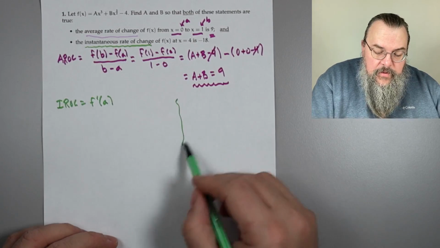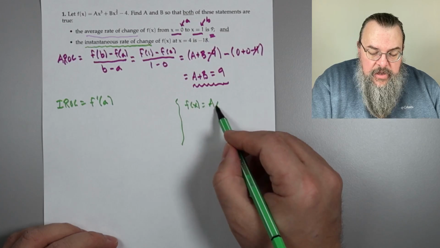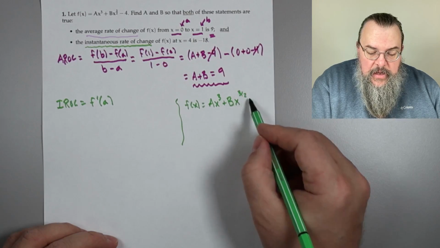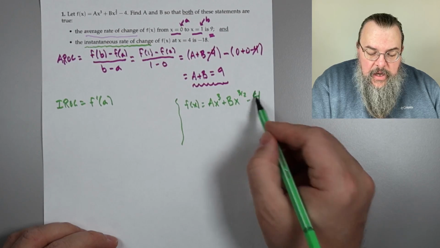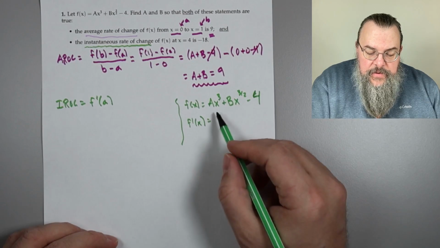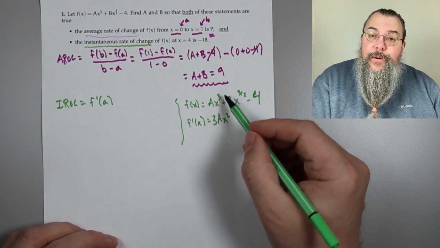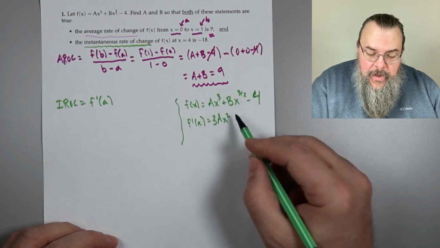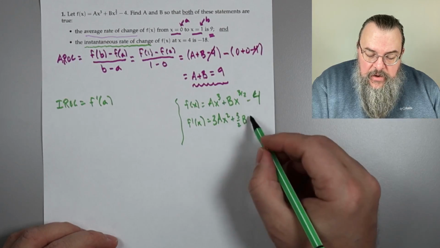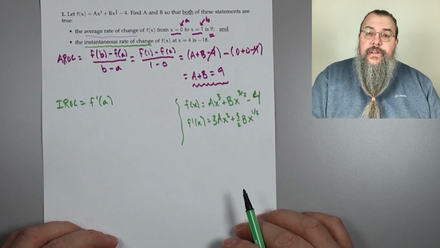We'll do a little bit of side work here. f of x would be, just copy it down. We don't know what a and b are, but we can copy. We're good at that. Minus 4. Now f prime of x. Take the derivative, and we get 3a x squared, because remember the rule is the power comes down, subtract 1. And then plus 3 halves b, power comes down, x to the 1 half. The derivative of minus 4 is 0.